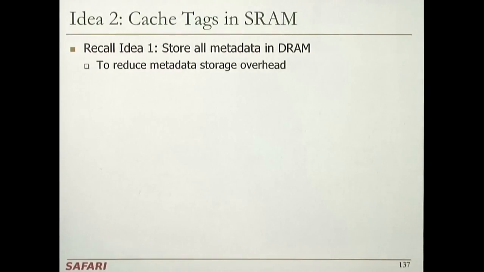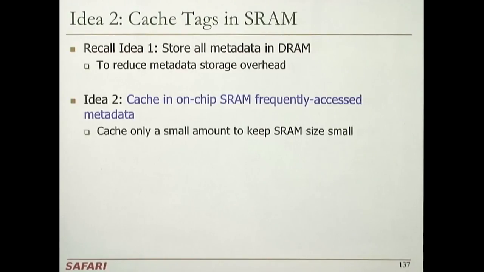Basically, the second idea is caching the tags. Caching helps. If you have locality in the tags, you cache the tags in SRAM in the memory controller. So you have a small cache for tags, metadata, and keep it in the memory controller. Oh, that's not the idea, that's the old idea. The second idea is basically to cache in on-chip SRAM the frequently accessed metadata. It turns out you can cache only a small amount and get a really good hit rate.